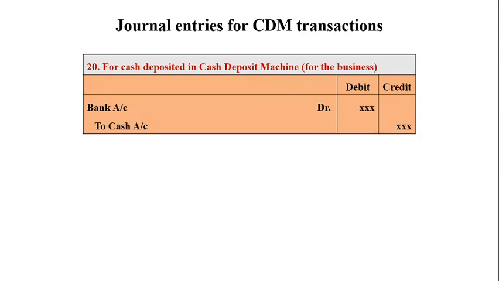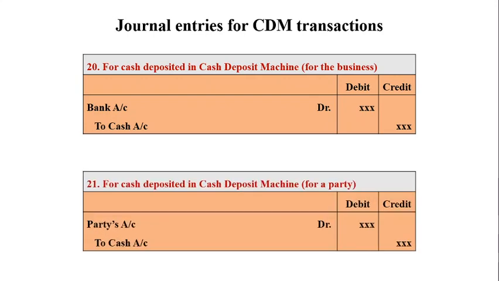20. For cash deposited in CDM in favor of the business. So here bank receives and cash goes out of the business. So accounts involved are bank and cash. The journal entry is bank account debtor to cash account.